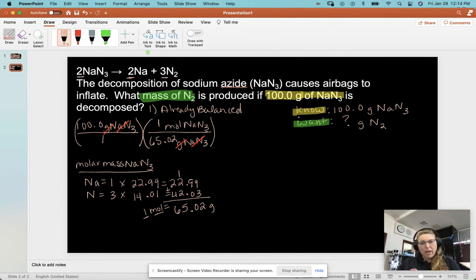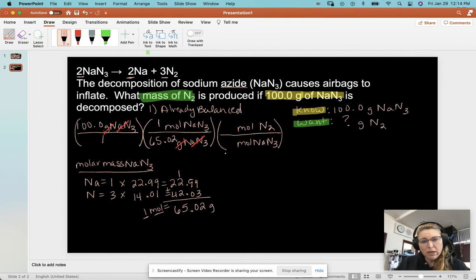Now, remember that I want to get to grams of N2, so that means I need to change substance. The whole reason we made moles here is so we can use a mole ratio, because that's the part of the equation that allows us to change the substance we're talking about. So we want to cancel out the moles of NaN3, so we put that on the bottom. And we want to change our substance to N2, so we're going to put moles of N2 on the top.